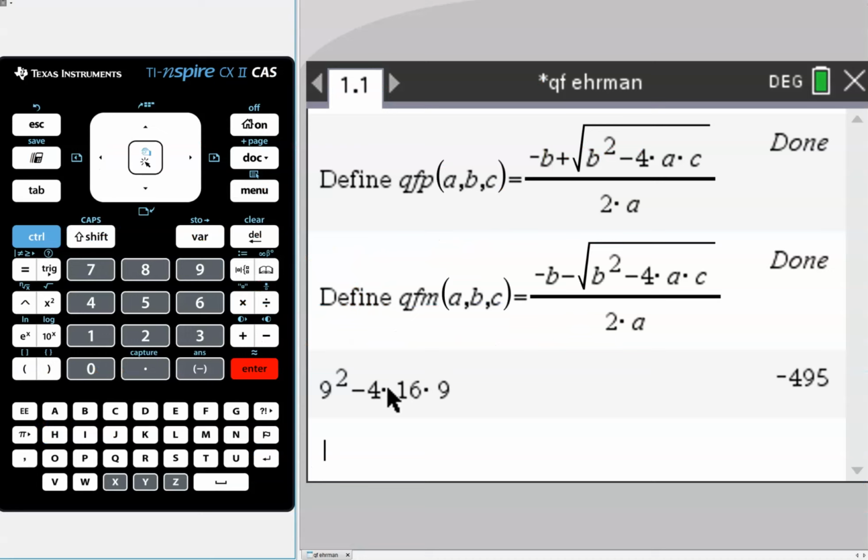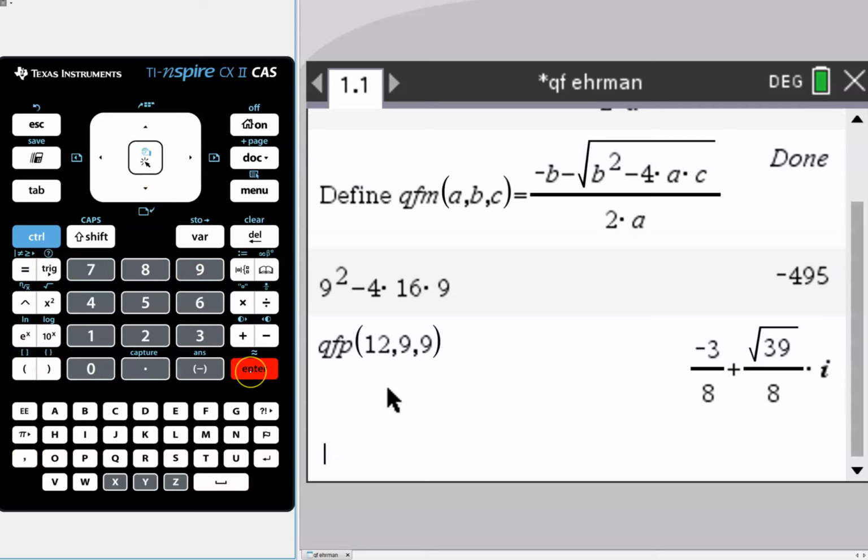Since we've built this formula into our calculator, however, if you've got a calculator that has this chaos model here, then this calculator can actually execute this and produce an imaginary number or complex number solution for us. So just out of curiosity, I'm going to run the QFP formula with the A value of 12, B value of 9, and C value of 9. And we can see the result here. It's not a typical number. It contains this strange I.